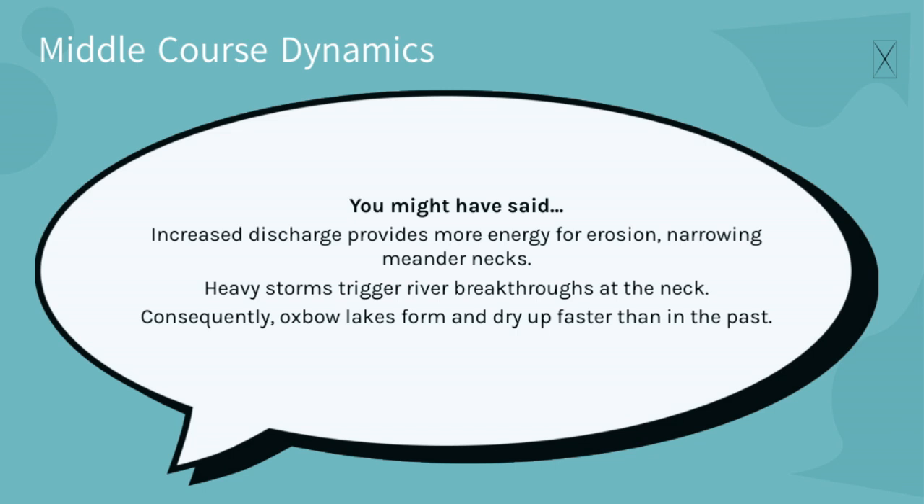A strong answer could say, an increase in discharge would give the river more energy, increasing erosion on the outer bends of meanders. This would narrow the neck of the meander more quickly. During floods, the river may cut through the neck and create a straighter channel. Deposition would then seal off the old loop, so oxbow lakes could form more rapidly. That kind of answer links discharge, erosion, breakthrough, deposition, and landform formation.